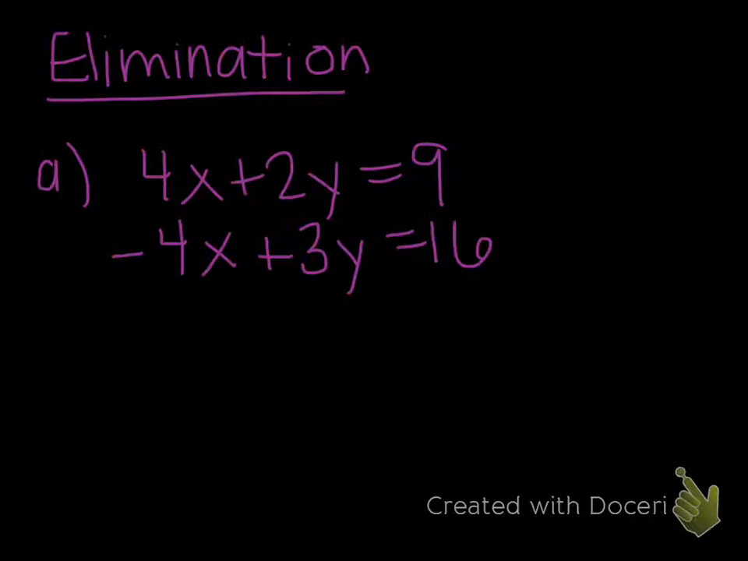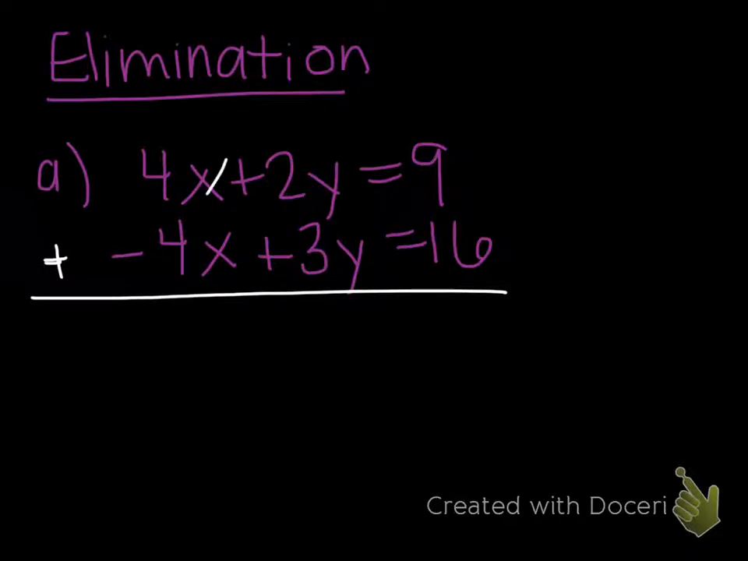So when I look at this problem, notice that my x's line up. I have one that is a positive 4x and I have one that is a negative 4x. So that's always a good sign because that means if I put these two equations together, my x's are going to cancel out without me having to do anything. So we're going to turn this into one big plus sign. Okay, so we're going to add these two equations together.